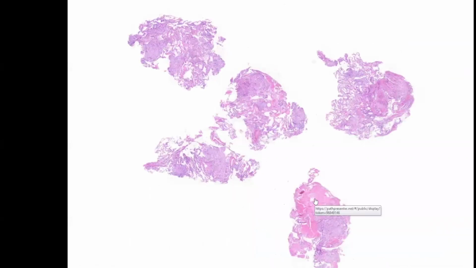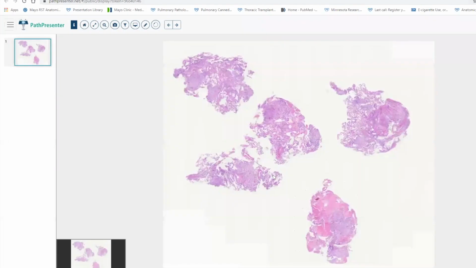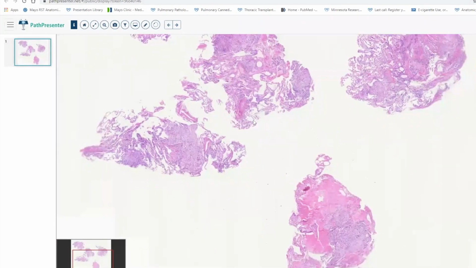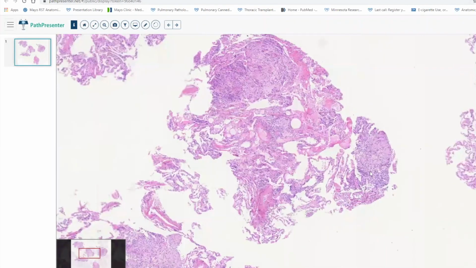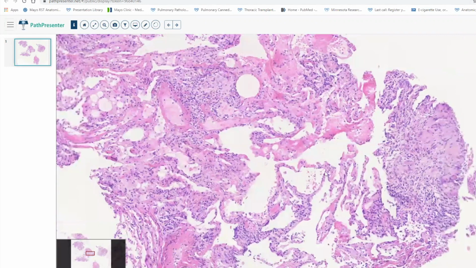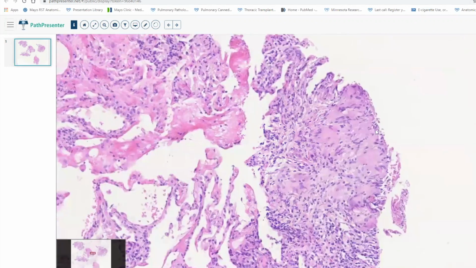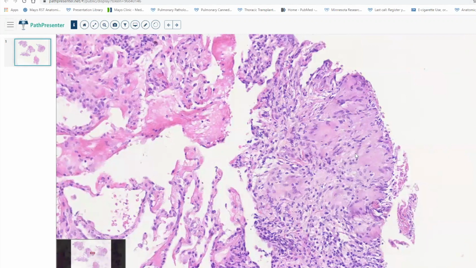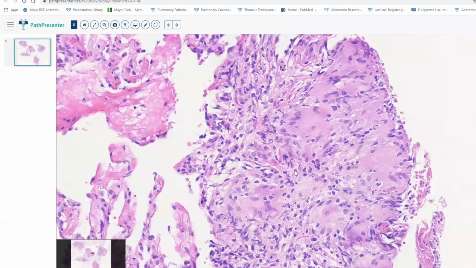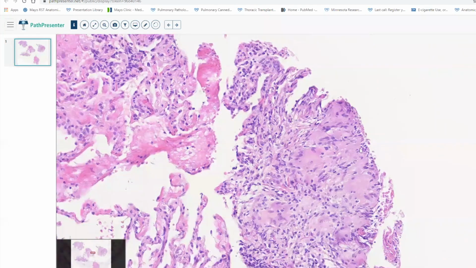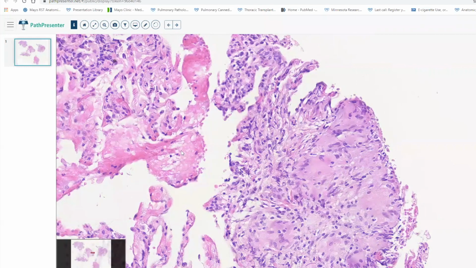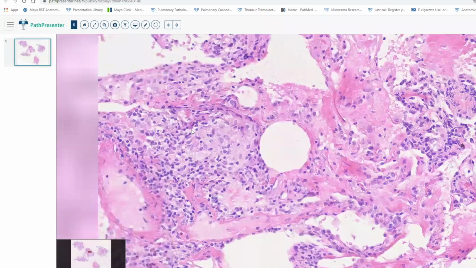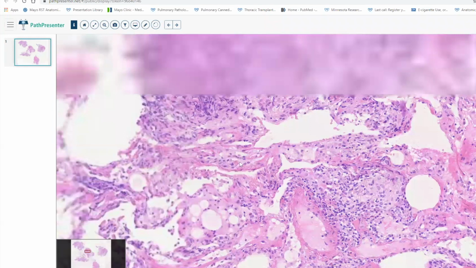Okay, so let's keep forging on. So we have another case here. We have some cryobiopsies in this case. And so we see there's patchy abnormality here as well. And so we're seeing these granulomas again. They're a little bit better formed than what we saw in our previous case. And some of them actually seem to be a bit more in the air spaces than in the septa.